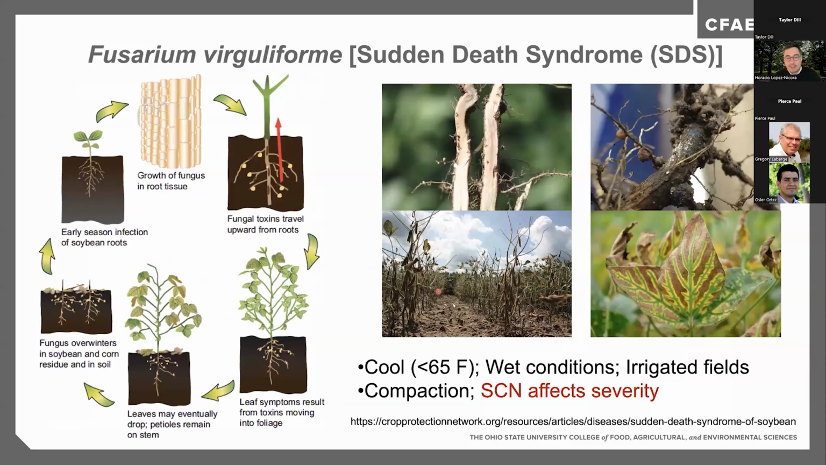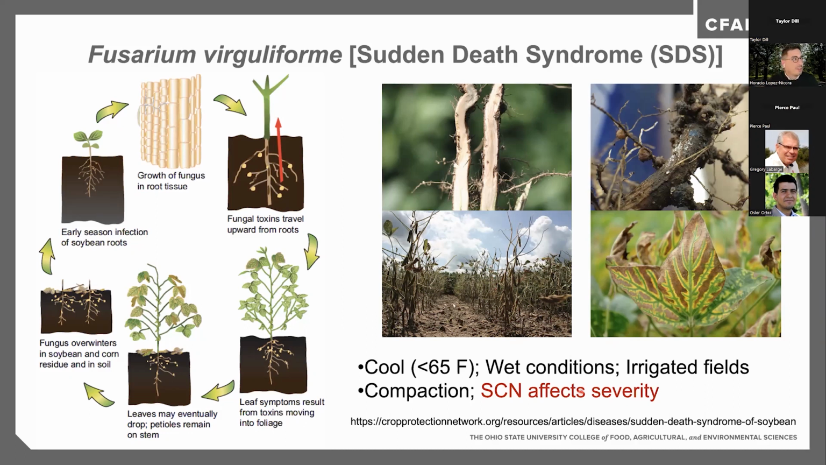Other fungi that can affect the root system is Fusarium virguliforme, in this case causing SDS, sudden death syndrome. The fungus is in the root system. It will produce toxins that eventually will go up and cause the visible symptoms that we see later in the season, around R5, R6, early defoliation and reduction in yield. These symptoms will be more severe in presence of soybean cyst nematode. Therefore, we encourage, if we see a lot of SDS, sudden death syndrome in our field, to take a soil sample and test for soybean cyst nematode as well.